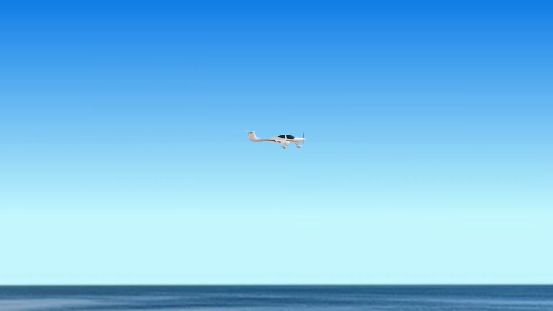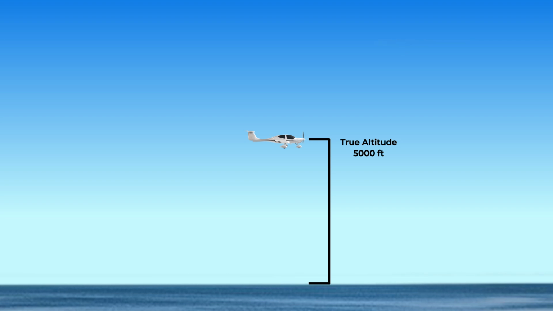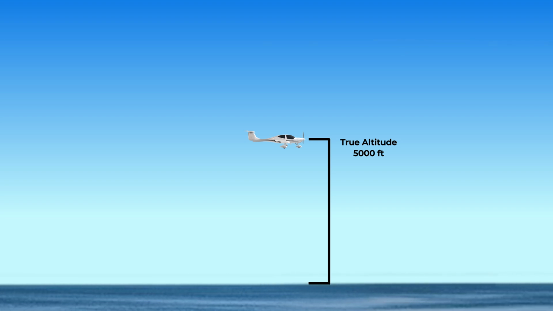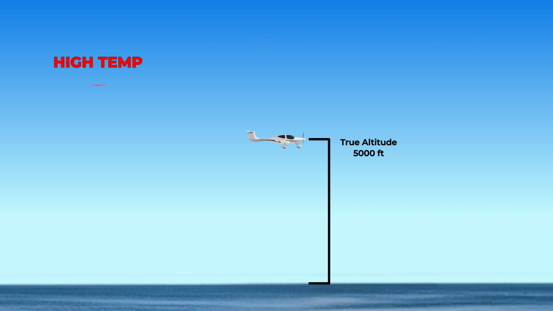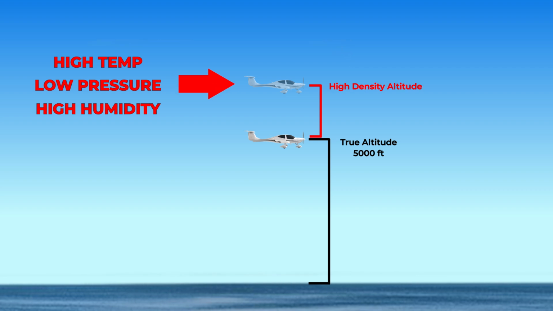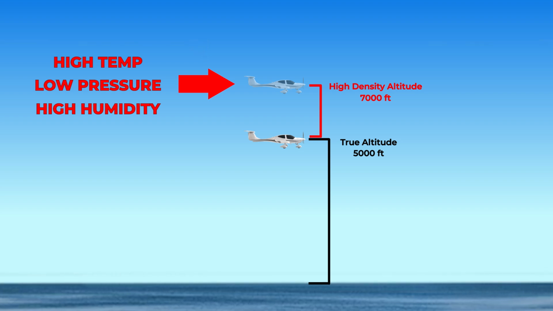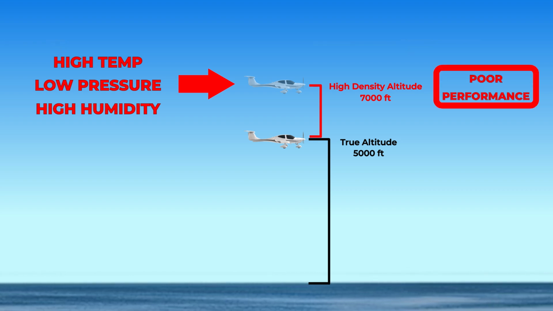Let's say we're flying and our actual height above sea level, our true altitude, which we will go over next, is 5,000 feet. Remember, this is the altitude we are actually flying above sea level. If the day is hot, has low pressure, and high humidity, our density altitude would be high. So we might be at a density altitude of 7,000 feet. Here, under these conditions, the aircraft thinks it's flying higher at 7,000 feet. So the aircraft performance suffers.